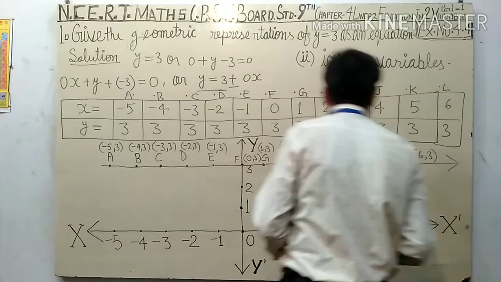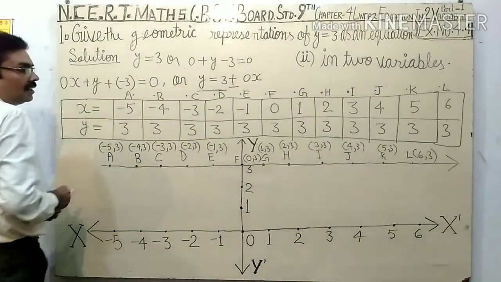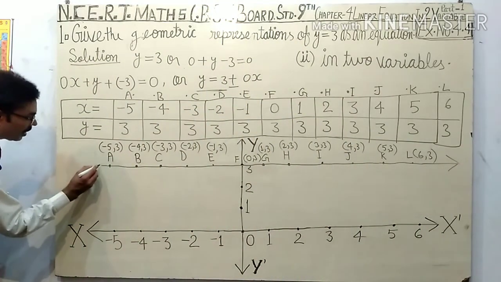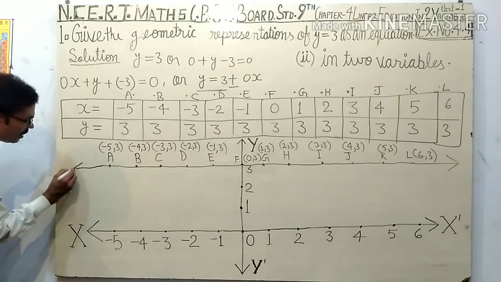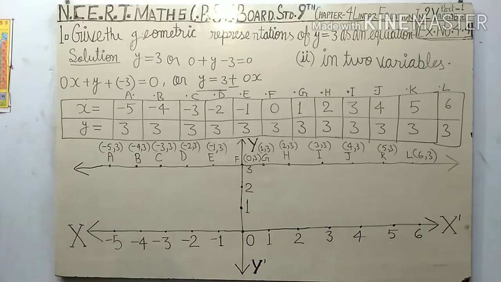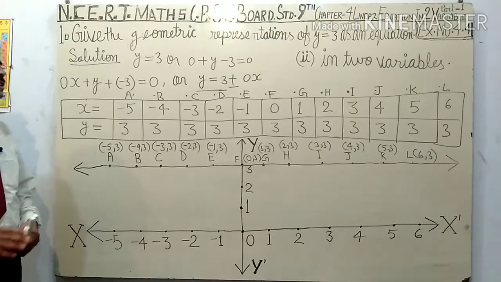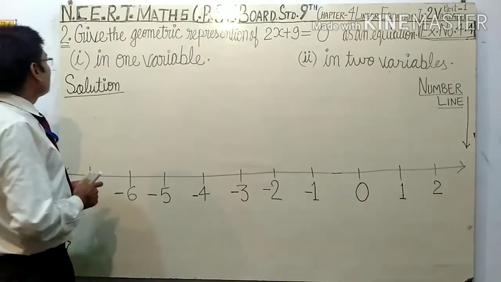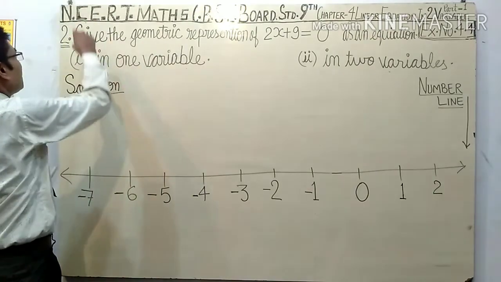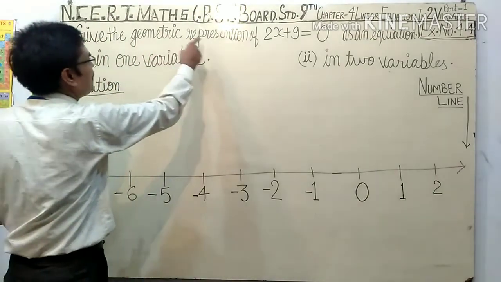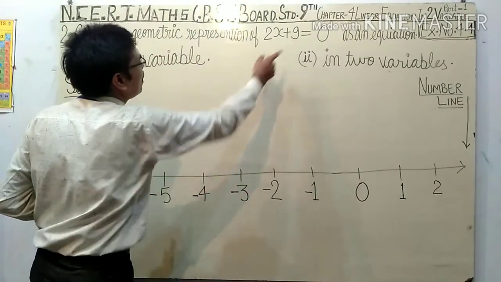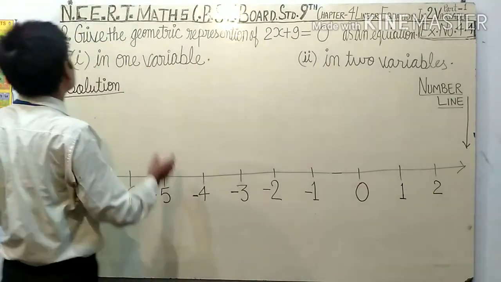So friends, we find that the graph of the equation y equals a lies parallel to the x-axis. This has been proved. And now students, in question number 2, we are asked to give the geometric representation of 2x plus 9 equals 0 as an equation.